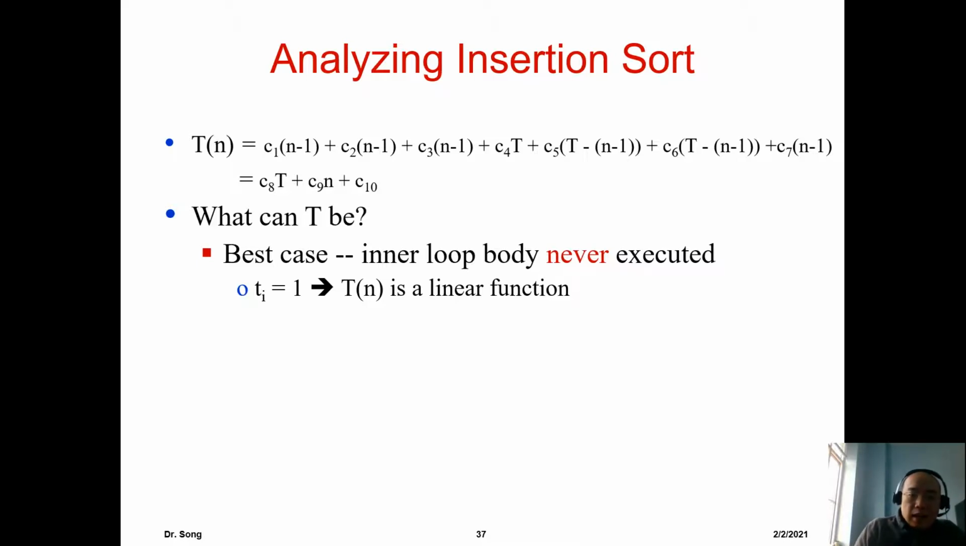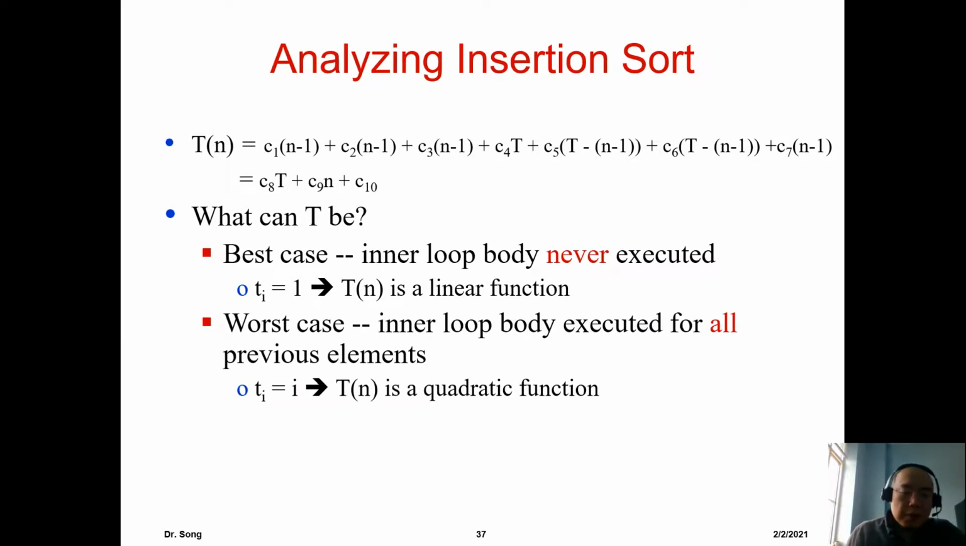T is the sum of how many times we process line 4. And in the best case, for each value to be inserted, we only touch line 4 once, right? So in the best case, what is T? T is n minus 1. So that is a linear function to n. You get that? Okay, and how about the worst case?